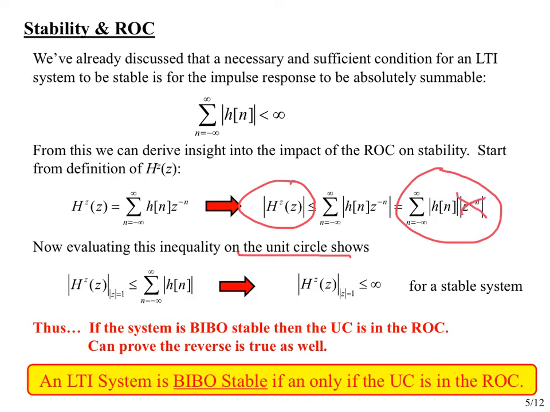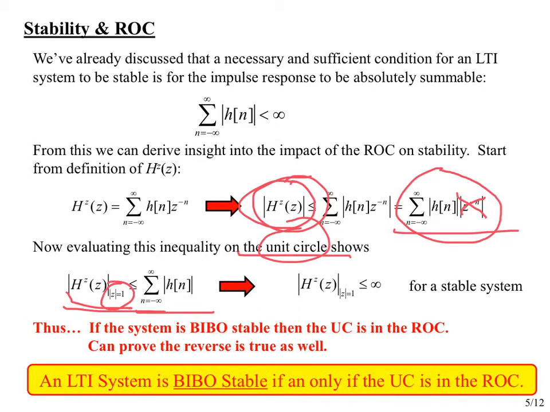And so we now get this part becomes the sum of the absolute value of h of n, and we see that that bounds H(z). But we've restricted it to be on the unit circle, so it bounds H(z) on the unit circle. So that's what we have there.